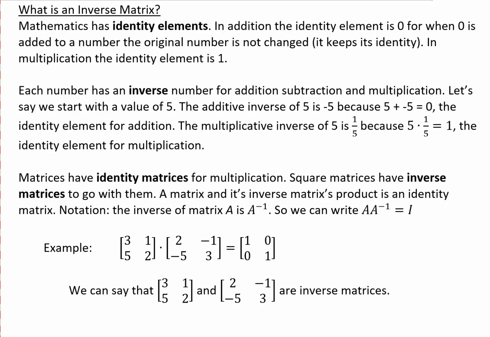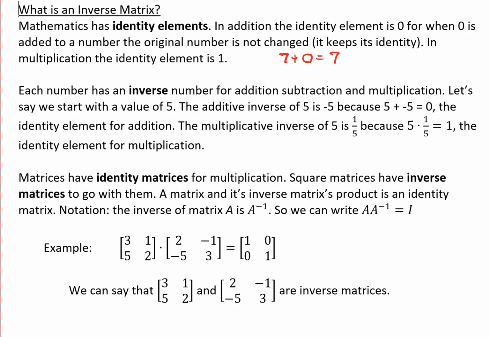Inverse matrices. Mathematics has identity elements. In addition, the identity element is 0, because when 0 is added to a number, the original number is not changed. It keeps its identity. For example, if I had 7 and I added 0 to it, I still get 7. So 0 is the identity element for addition.